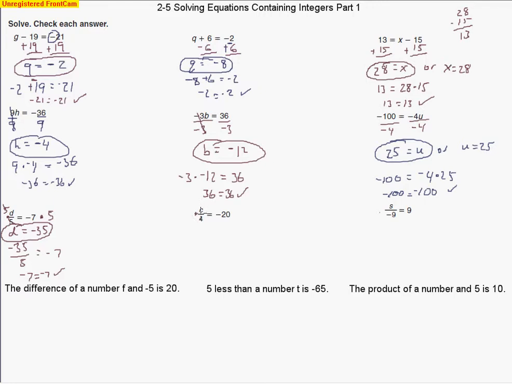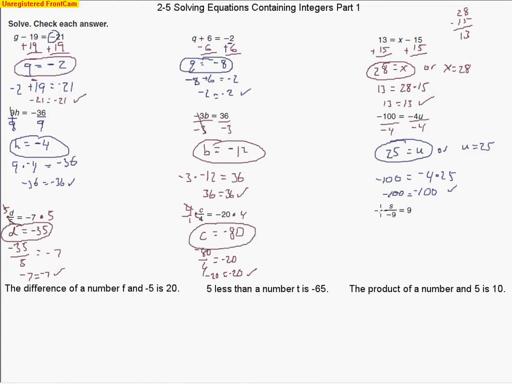Same thing here. This is C divided by 4, so we're going to multiply by 4. Think of it as 4 over 1. You can see how those 4's cross cancel. Do the same thing on the other side. So C equals negative 80. Let's go ahead and check it. Negative 80 divided by 4. Yes, that does equal negative 20. And so those two do equal, so we do have the right answer.